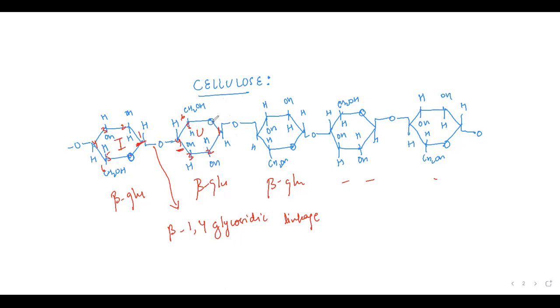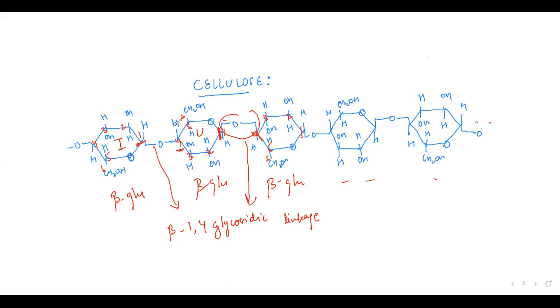Again, this one is the upright structure, and this is the inverted structure because the oxygen is here. Again, we'll start numbering it: carbon 1, 2, 3, 4, 5, and 6. Again, you can see that water is lost from carbon number 1 of this glucose structure and carbon number 4. So again, this bond will be a beta 1,4 glycosidic linkage. In this way, different beta 1,4 glycosidic linkages will take place, and a continuous chain of cellulose will be formed.